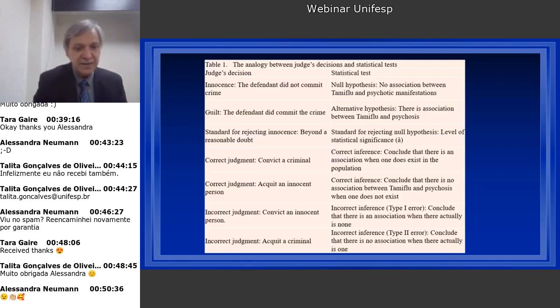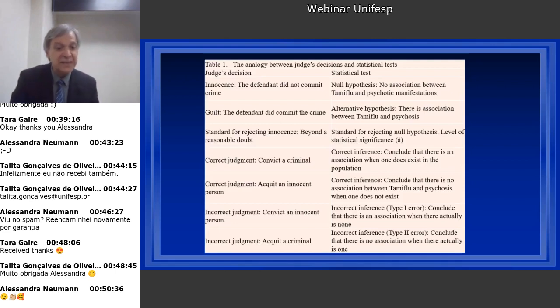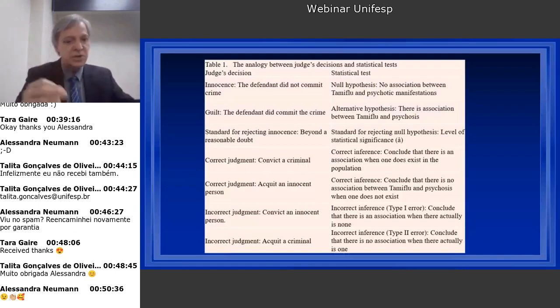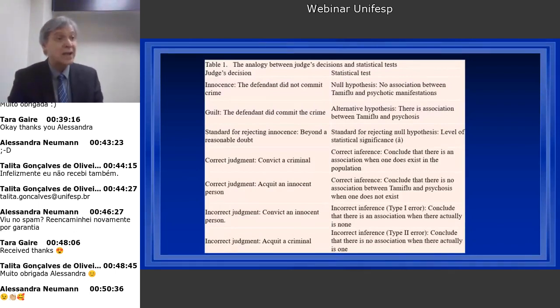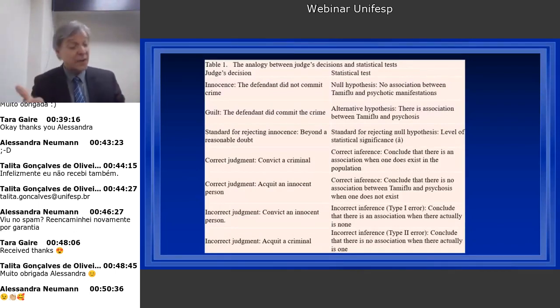Think about the analogy. Correct judgment: acquit an innocent person. The person is really innocent, and I say, no, you're innocent. The jurors decide rightly. On the right-hand side, conclude there's no association between Tamiflu and psychosis when one does not actually exist. That's a good result, actually. Those two results I just described are excellent results.